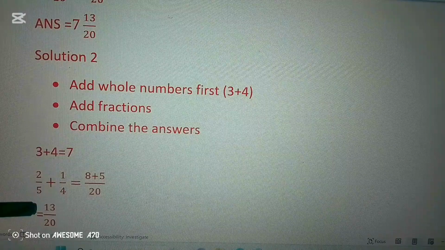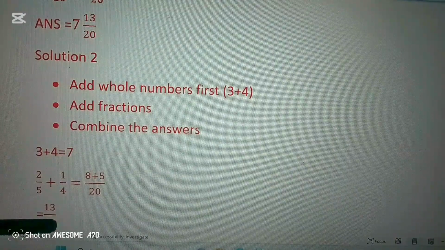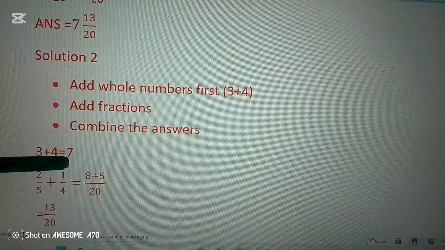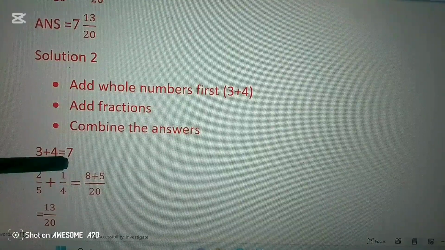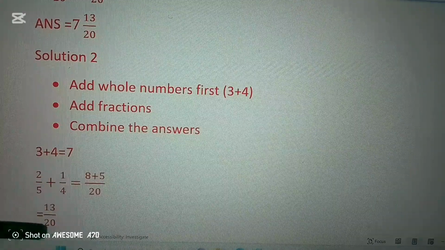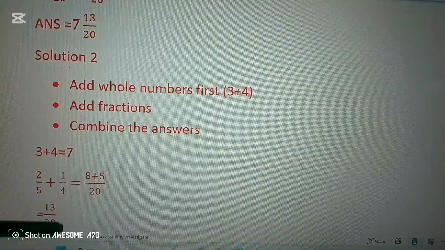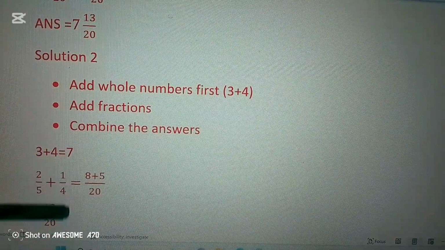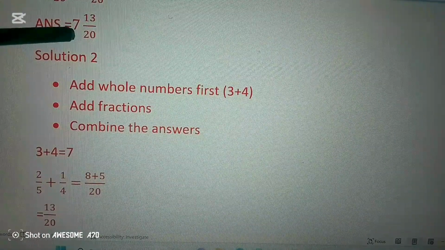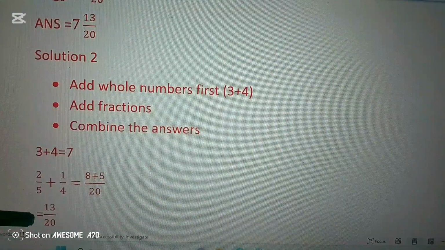I've already added my fractions. Here is the answer for my fractions, 13 over 20. The answer for my whole number, 7. Just combine these two. 7 whole number, 13 over 20. Are they the same? Yep, they're the same.